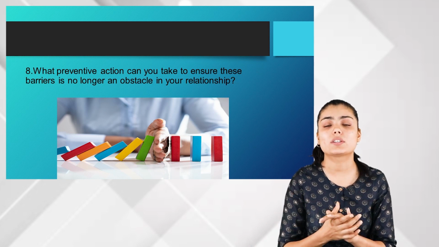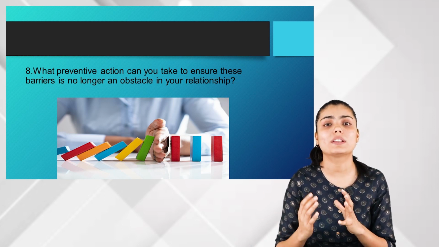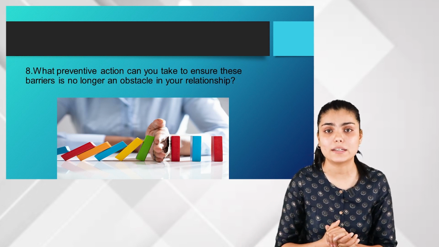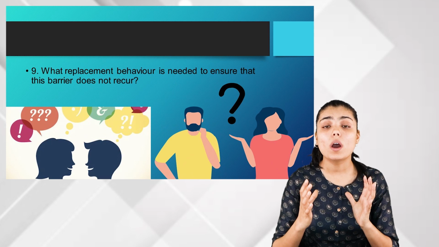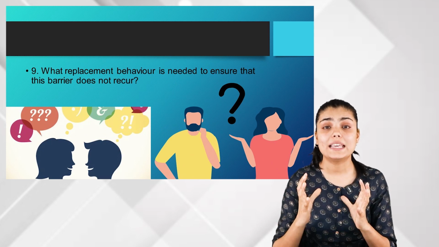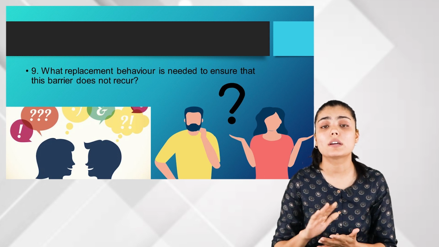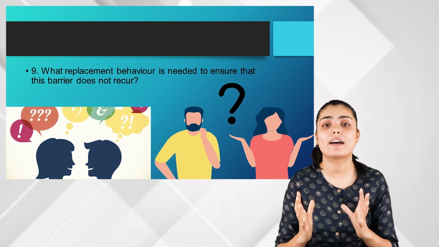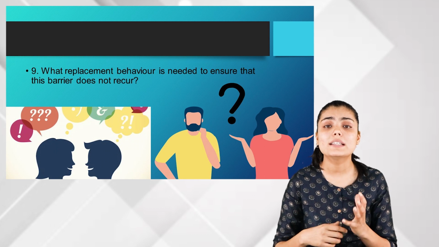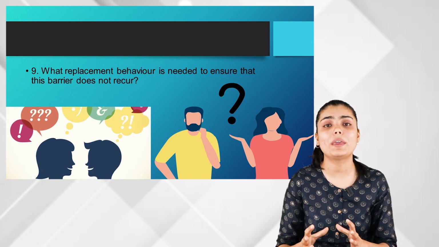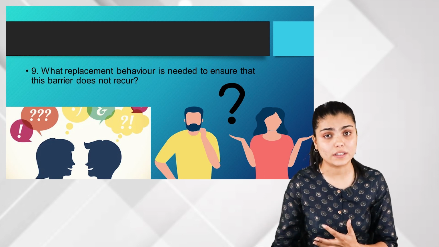So what preventive actions can we take in order to make sure that this barrier does not arise again? Okay, that also needs to be planned together. And now, what replacement behavior is needed to ensure that this barrier does not reoccur? So here we also have to understand what the replacement behaviors are, what behaviors can we develop in order to make sure that this does not develop further.